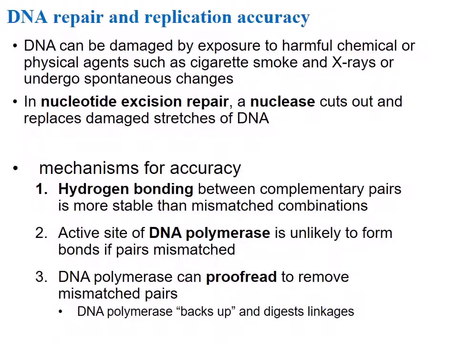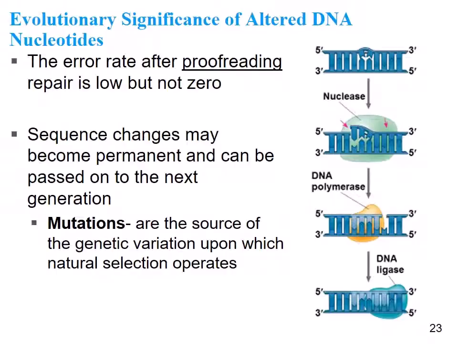There are also several mechanisms for accuracy in DNA replication to prevent these mistakes being made. The hydrogen bonding between complementary pairs is more stable than mismatched combinations. DNA polymerase is also unlikely to form bonds if the pairs are mismatched, and DNA polymerase can even proofread and remove any mismatched pairs. It will actually back up and digest the linkages with any mismatched pairs. So it's not to say mistakes are never made, but we have several systems to try and prevent mistakes with DNA replication. The error rate after proofreading for repair is low, but it's not zero.